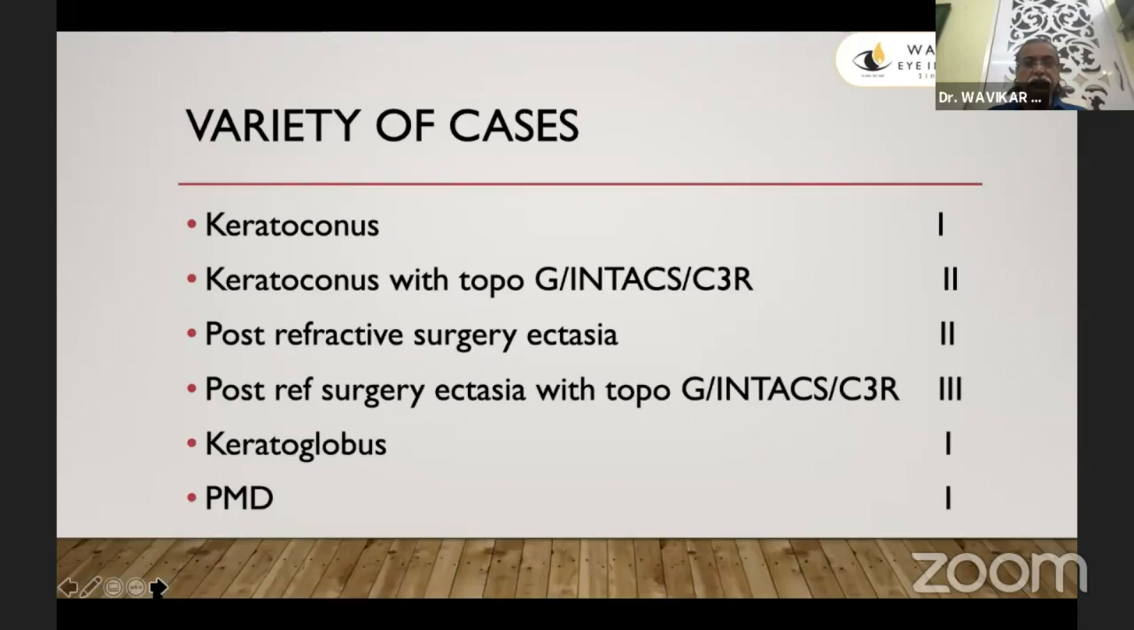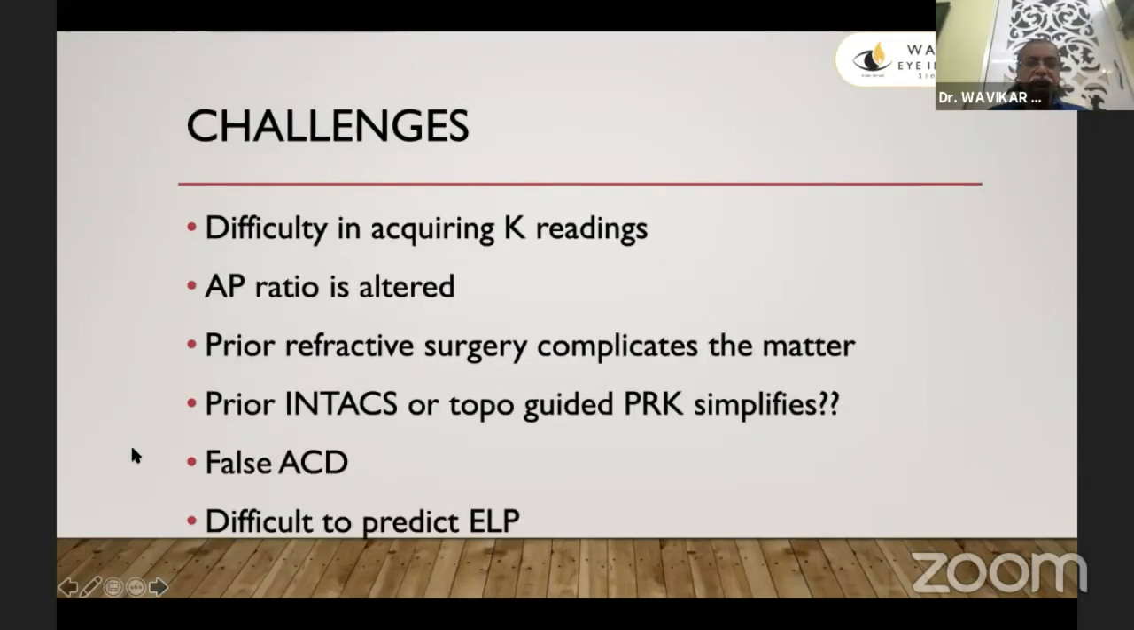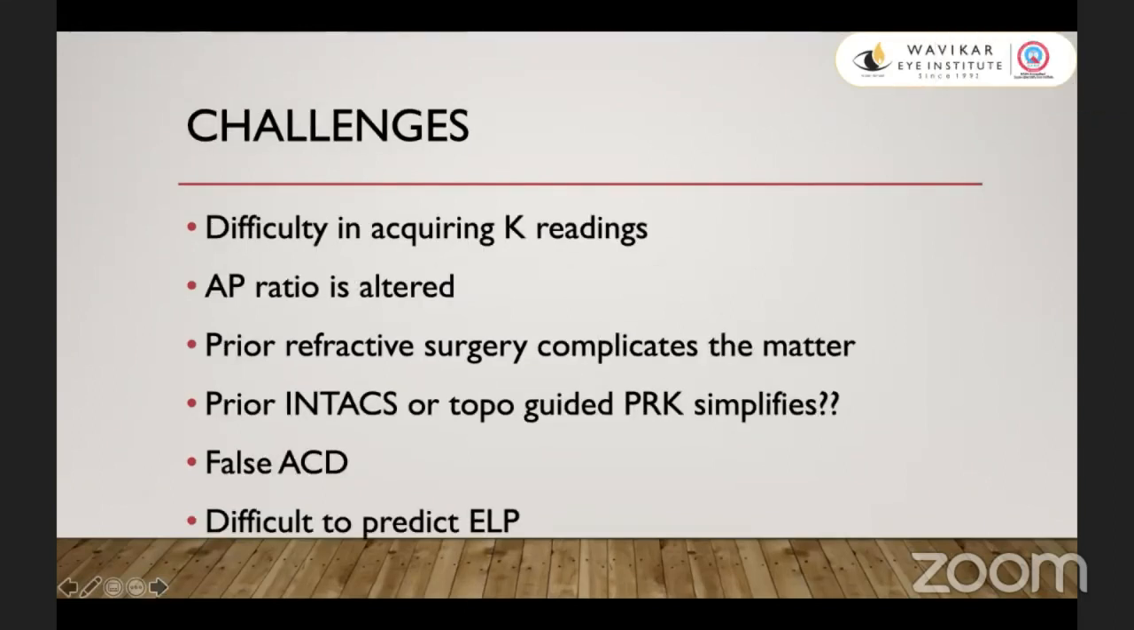If you see keratoconus, keratoglobus, and PMD, that is level one. When we have done something to the keratoconus, like topo guided procedure or intacs or CXL, it becomes level 2, and post LASIK ectasia becomes level 2, whereas post LASIK ectasia with some procedure done on top becomes difficulty level 3.